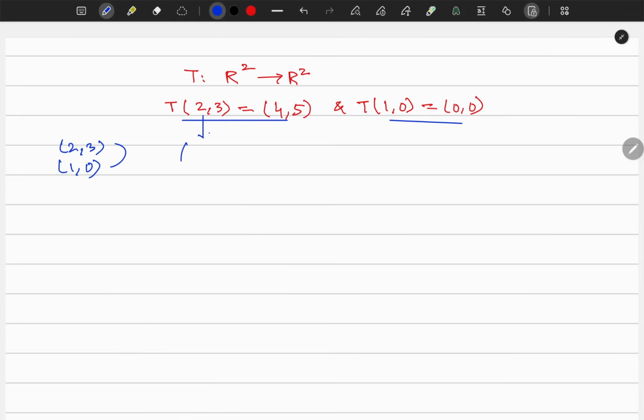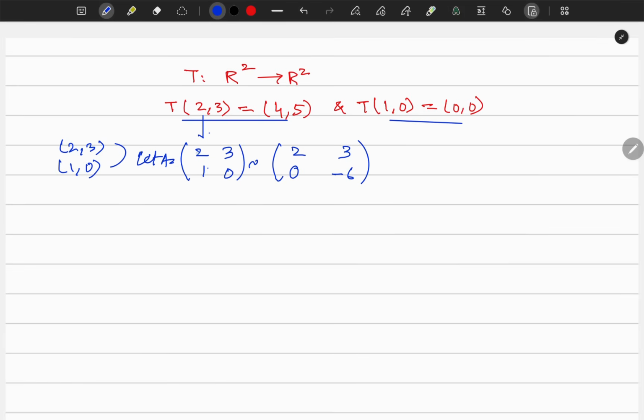So we check 2 3. So let A be equal to 2 3 and 1 0, isn't it? So it will be equal to 2 3. So 2 minus 2, that is 0, isn't it? And this will be minus 6.